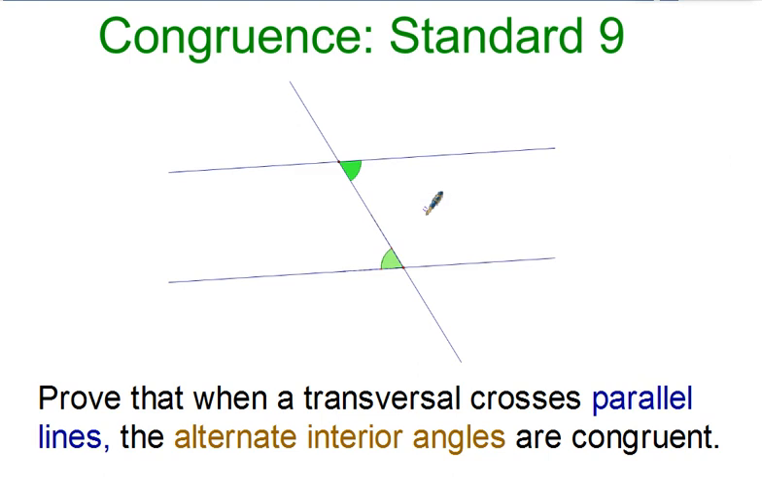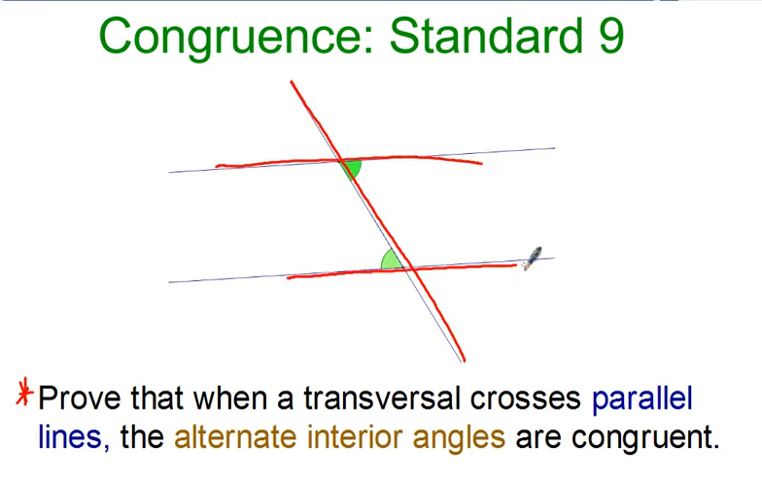Hi there. In this video, we're going to look at a component of congruent standard 9, which asks us to prove theorems about lines and angles. And in particular, we're asked to know how to prove that when a transversal crosses two parallel lines, the alternate interior angles are congruent.